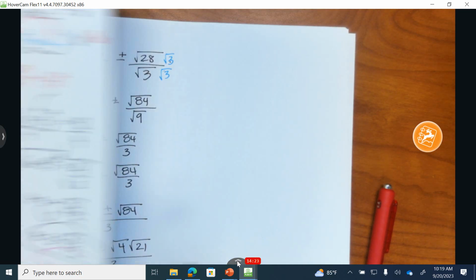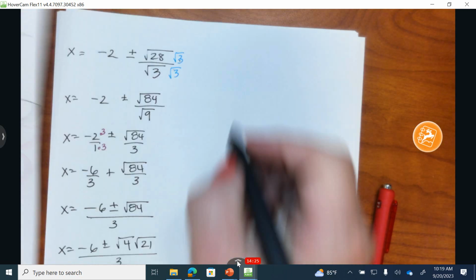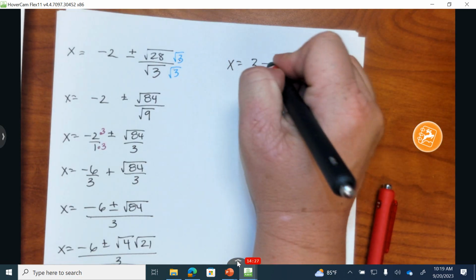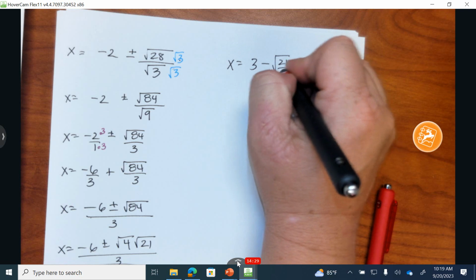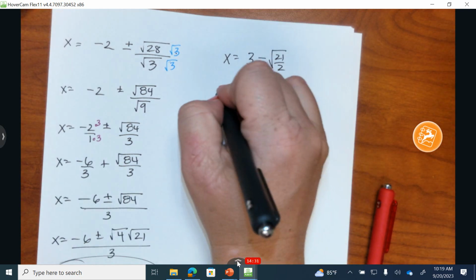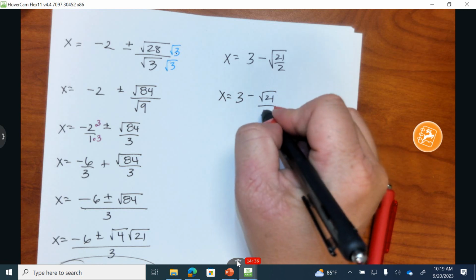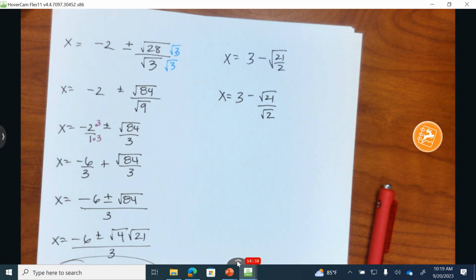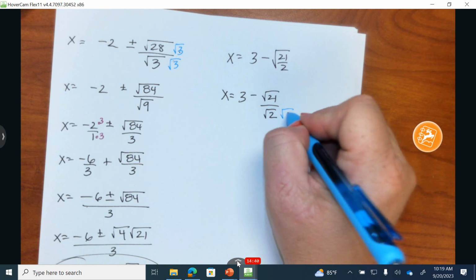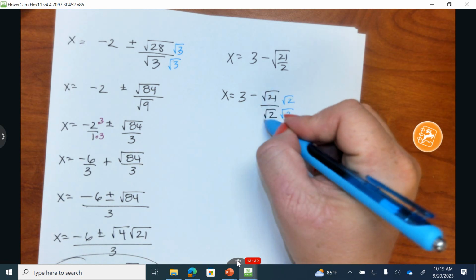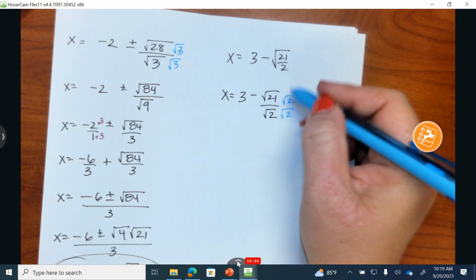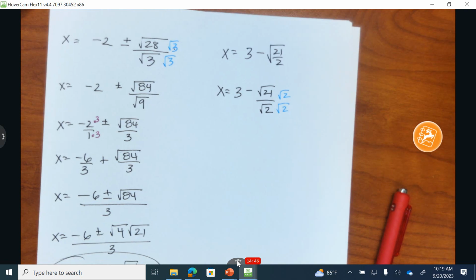Now let's look at example number 4. So this is what we ended with. We ended with x equals 3 minus the square root of 21 over 2. Is there a better way to write that? There sure is. So I'm going to break it apart into the square root of 21 over the square root of 2. And now I'm going to rationalize the denominator. So whatever the denominator is in this second fraction, I'm going to multiply the top and the bottom by the square root of 2.